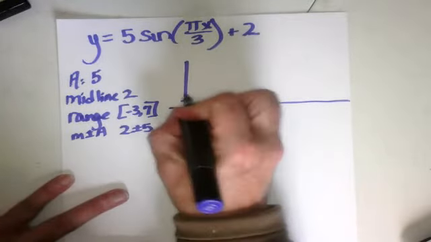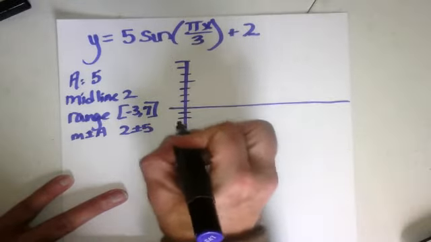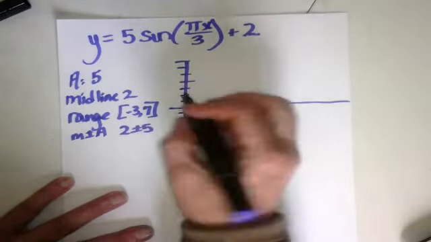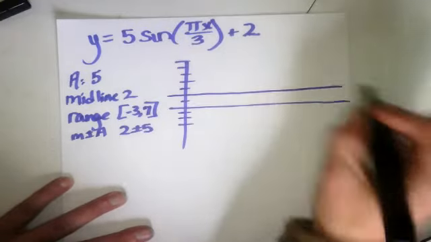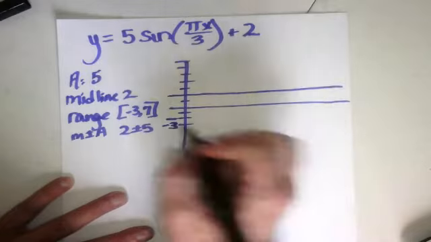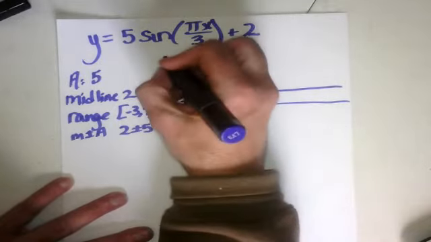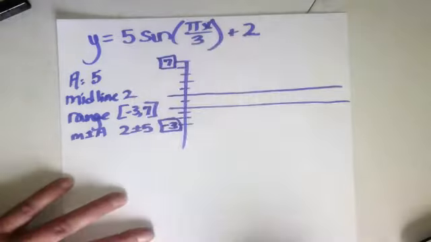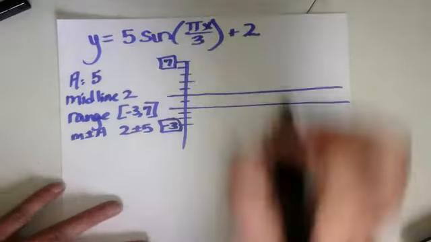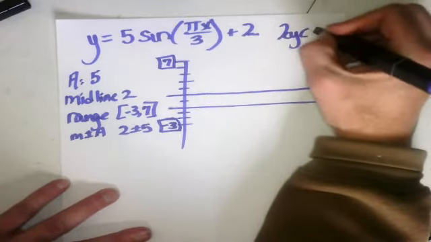So 1, 2, 3, 4, 5, 6, 7. 1, 2, 3. So I need my midline at 2. Midline at 2. And then I know it's going to end up at negative 3. And 1, 2, 3, 4, 5, up at 7. And again, it doesn't have to be exact when you're sketching it, but then the question said to do 2 cycles.